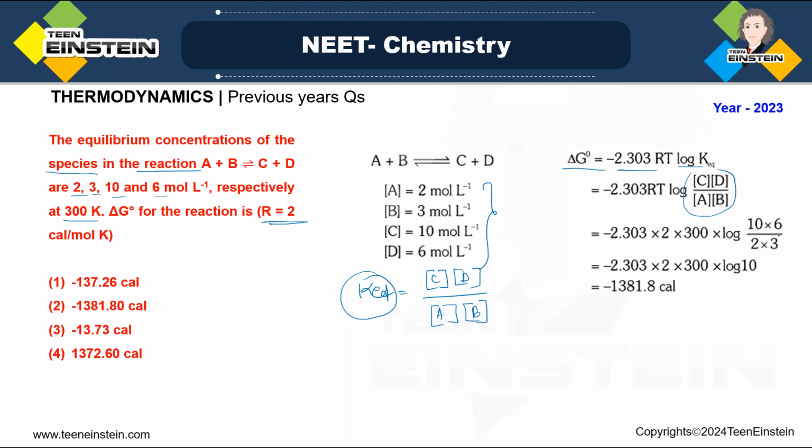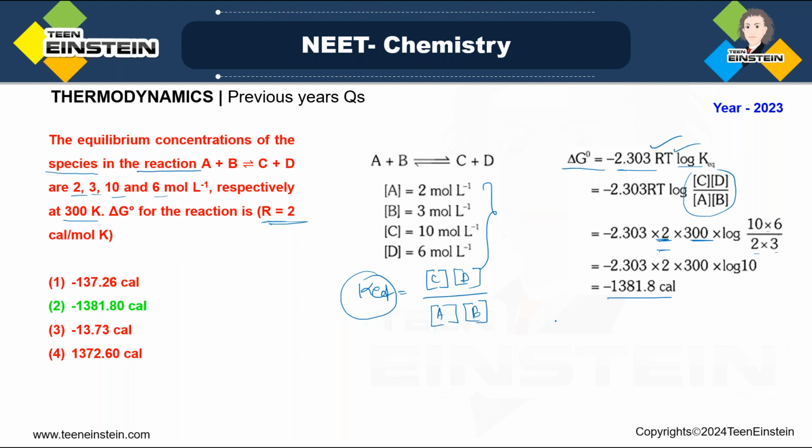10 into 6, C and D concentration, over 2 and 3. So putting all the values, because all are given. R value is given, which is in calorie per mole per Kelvin. T is given, which is 300. So putting 2, 300, and after the final calculation, we are getting the result as minus 1381.8 calorie, and which is matching with the second option. Okay, so this will be the correct option.